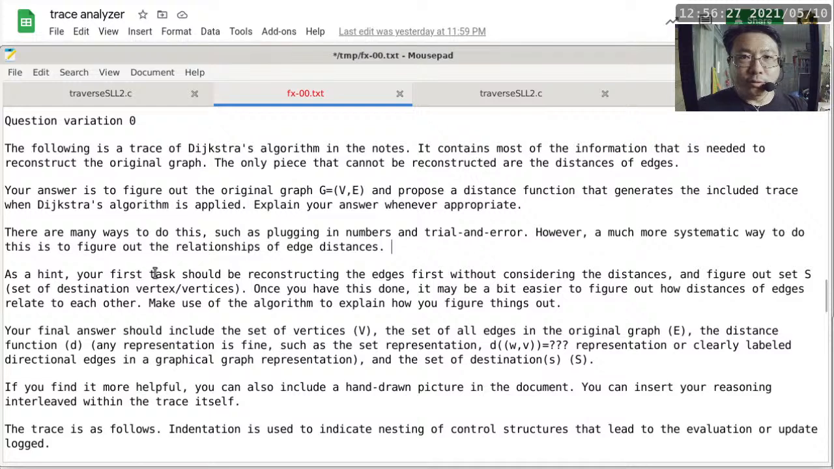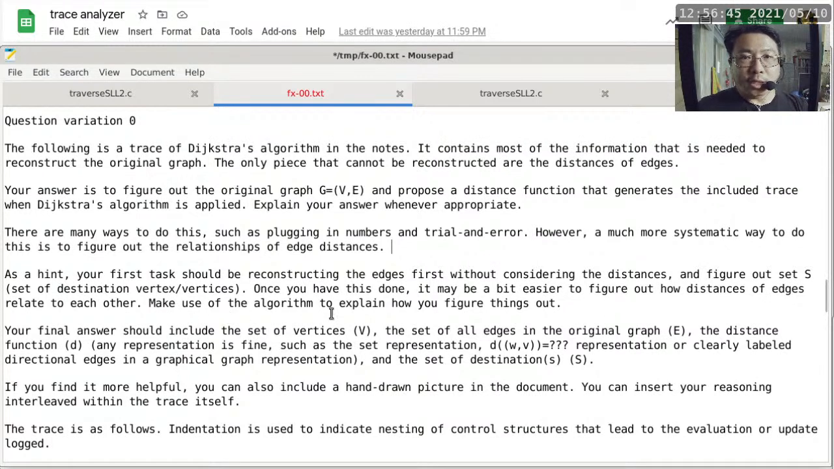As a hint, your first task should be reconstructing the edges first without considering the distances, and then figure out set S, the set of destination vertices. Once you have this done, then it will be easier to figure out how distances of edges relate to each other.